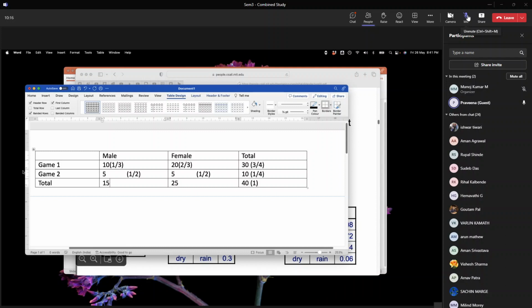So this is just for a two by two matrix, which is two games and two variables. If we have to do this for a large set of variables, then what would happen? That is the complexity which we are talking about.